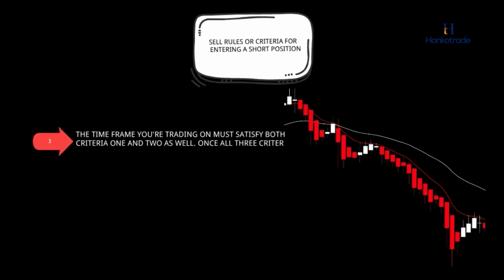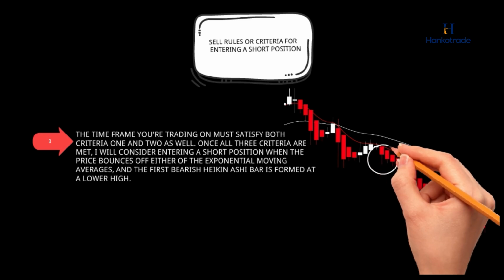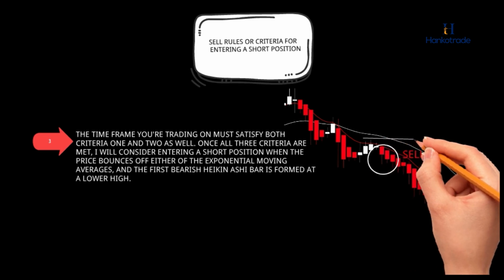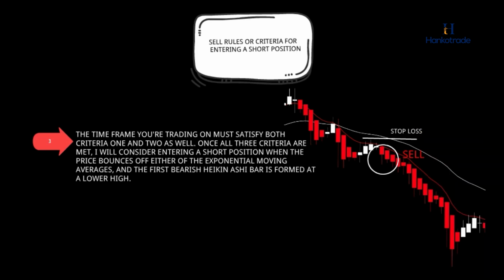Criteria number 3, the time frame you're trading on must satisfy both criteria 1 and 2 as well. Once all 3 criteria are met, I will consider entering a short position when the price bounces off either of the exponential moving averages and the first bearish Heiken Ashi bar is formed at a lower high.